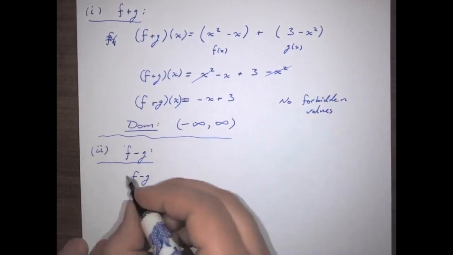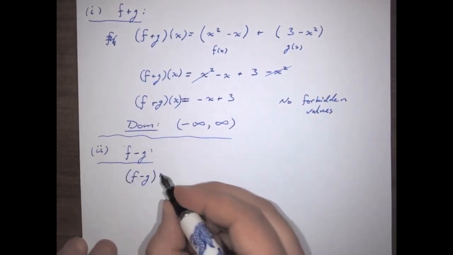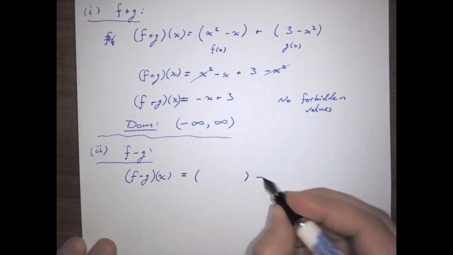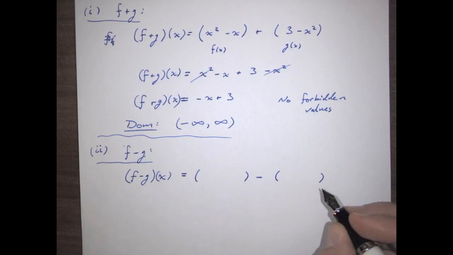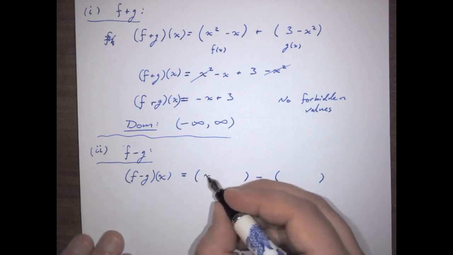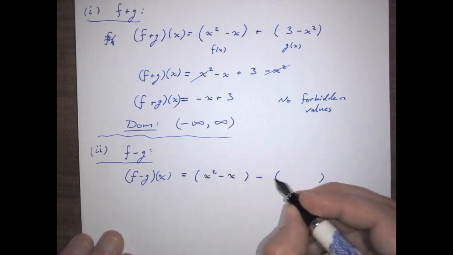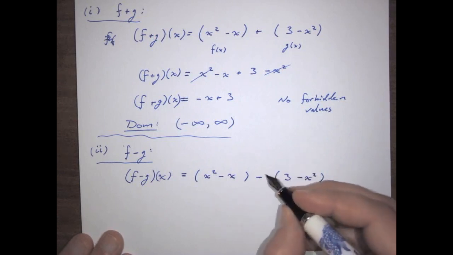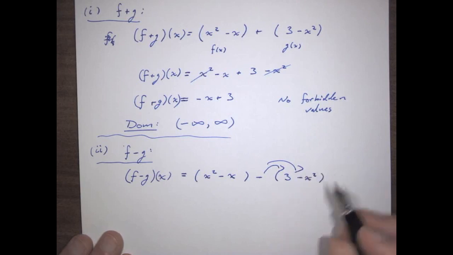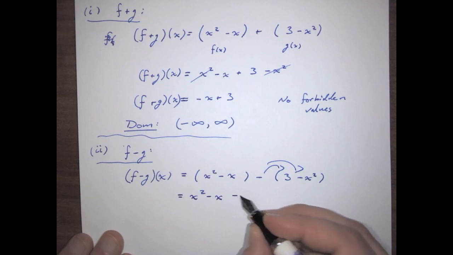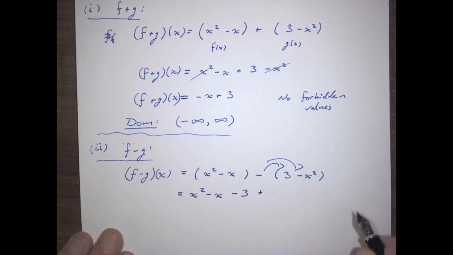So again, f minus g, if we want there to be an x, then we have to put parentheses around it and x, and then what we have here is going to be the formula for f and the formula for g, only now they're going to be subtracted from each other. So what that means is we're going to have x squared minus x plus, minus 3 minus x squared, and now we're going to have to distribute the negative. So it's going to be x squared minus x minus 3, and now minus and minus become a plus.